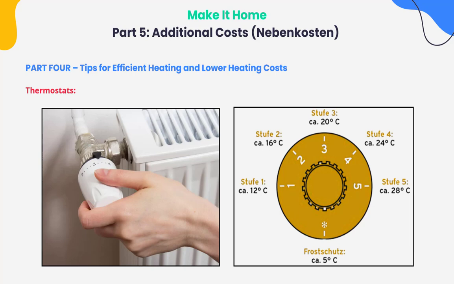At night, you can lower the temperature to around 18 degrees Celsius to save energy. Heat only the rooms you actually use, and if you travel or leave the apartment for a longer period, turn the radiators down. But keep one thing in mind, never turn the radiator fully off. Always use the frost protection symbol, especially in winter. This prevents frozen or burst pipes. Damage like that can be very expensive.